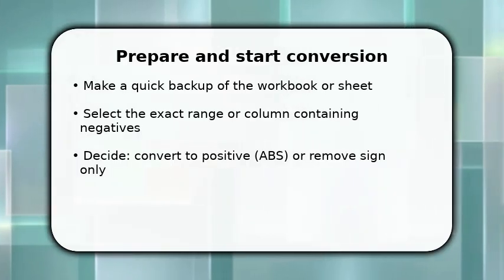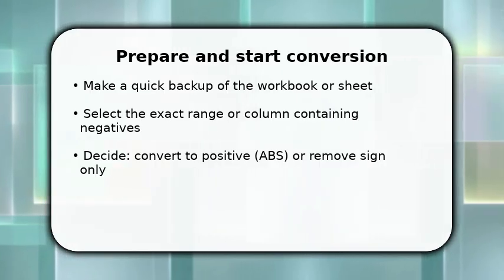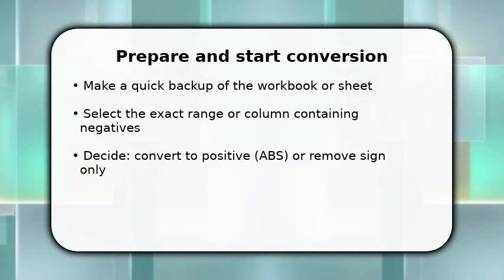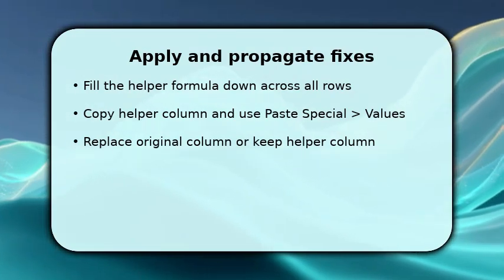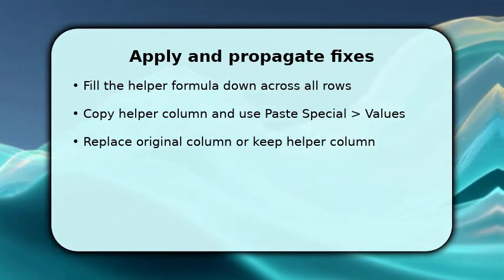Make sure to lock relative references only where needed. After confirming results on several rows, you'll be ready to replace originals with the corrected values. Once the helper formula is correct, drag or double-click the fill handle to propagate it through all rows. This instantly recalculates every cell.